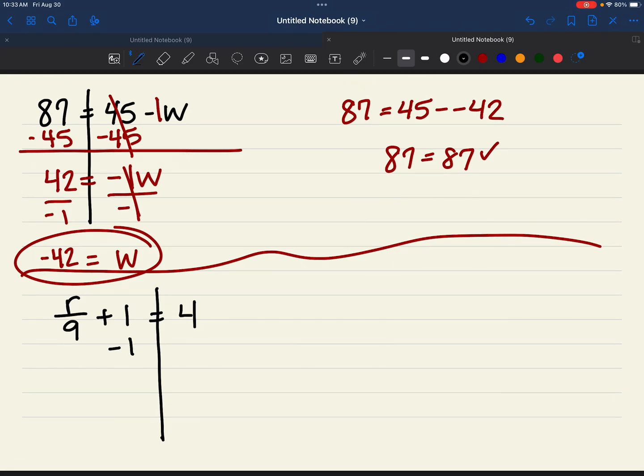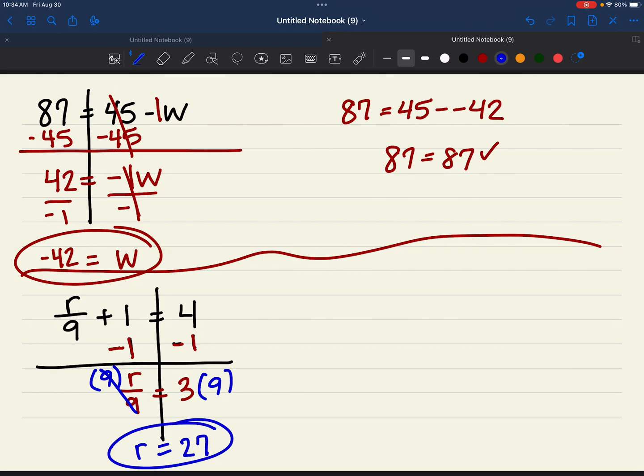Okay, anybody want to try this next one? Tatum? You would subtract 1 on both sides. Because 1 doesn't have a what? Variable. Good. And then that would equal r over 9 equals 3. Okay, and r over 9 is really saying what? R divided by 9. Okay, and how do we get rid of that division of 9? Multiply it. Okay, multiply both sides by 9. 9 divided by 9 cancels, and I get r is equal to 27.